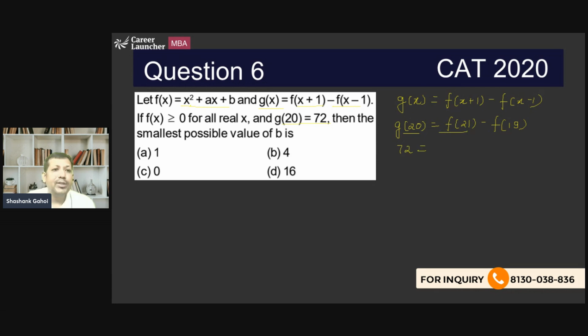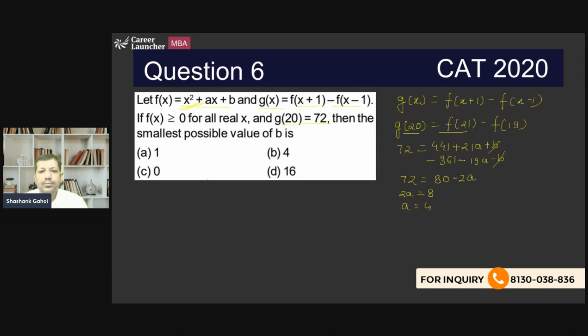Now, what is f(21)? Just going to plug in x equal to 21 over here. So x square is 21 square, that is 441 plus 21a plus b. That's what we got. What is the value of f(19)? So x is 19, that is 361 minus 19a minus b. So LHS becomes 72, RHS becomes 80 minus 2a, and b gets cancelled. So from here I can say that 2a is equal to 8. So a is equal to 4.